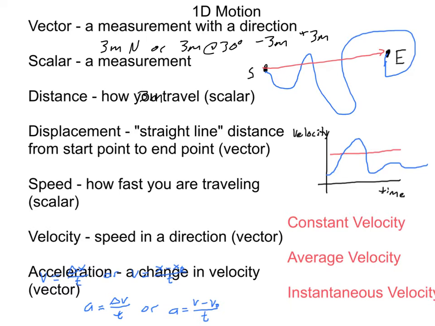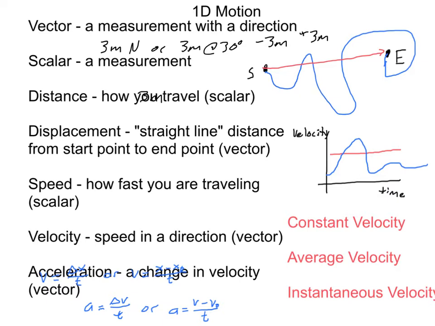Now, there are some measurements that have no choice. They are always scalars. For example, temperature. It is 20 degrees Celsius. Well, that's just a number. That's just a scalar. There is no direction with temperature. You can't make that into a vector.